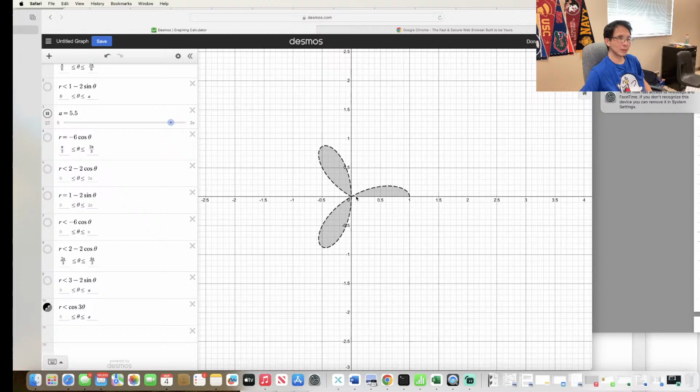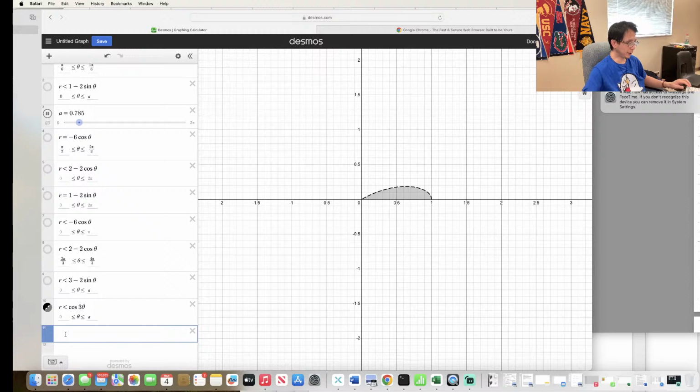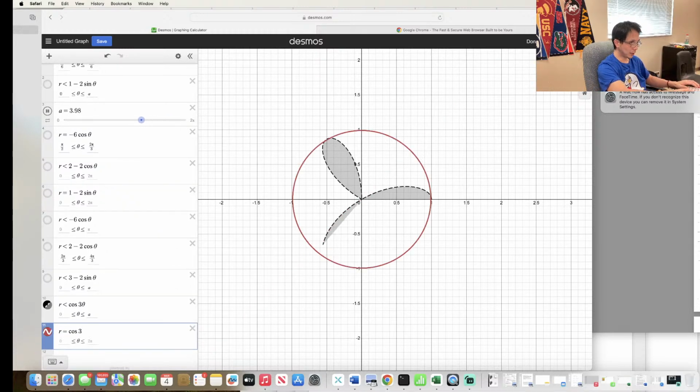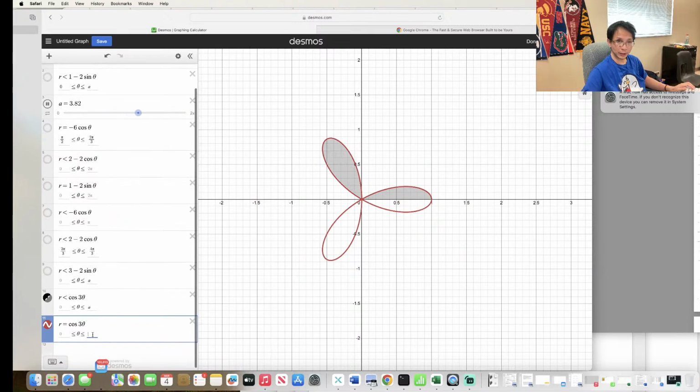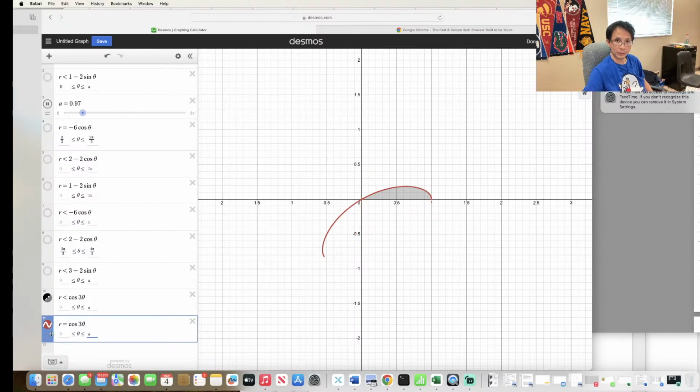Yeah, but this one doesn't. What I'm trying to say is, if you do R equal to cosine of 3 theta, and you do 0 to A here, it's not matching. Do you see that? That part is not counting area? Look at the traces part of it, right there. See, that part is not counting? Yeah, weird.